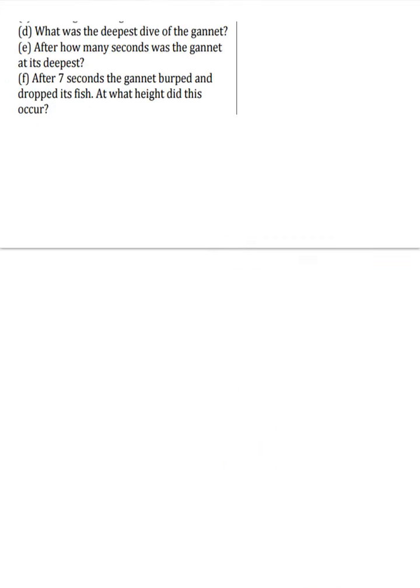Alright, continuing. So this part requires a little bit more thinking. Part D is asking, what was the deepest dive of the gannet? So from the earlier part, we know the graph will look something like this. This is the time when it entered the water, and this is the time when it came out of the water. And it's asking what's the deepest dive of the gannet. What's the concept? It's asking for the minimum height.